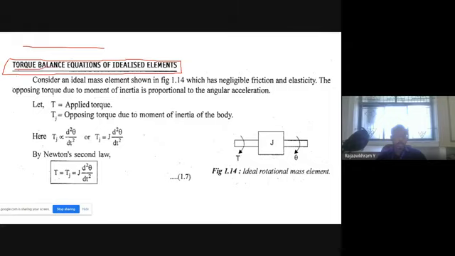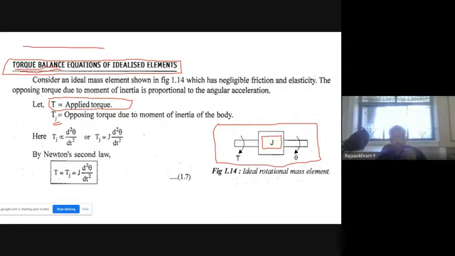Previously we discussed the force balance equation. Now we are going to discuss the torque balance equation. Now you see the system. Instead of M representing the weight, here J represents the moment of inertia. T is called the applied torque, and theta is how much angular displacement happened based on the applied torque. T suffix J is the opposing torque to your applied torque T.